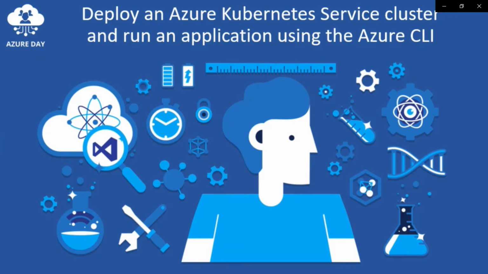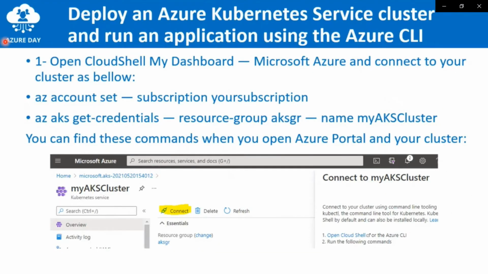now we will deploy an Azure Kubernetes Service cluster, and we will run our application using the Azure CLI. So we start by deploying our cluster here. The first step is to open Cloud Shell to be able to connect to our dashboard. After, we will use this information, such as account set, our subscription. We need to identify that. As with az aks get-credentials, we need to specify the resource group and the name of your cluster. We can find these commands when you open your Azure Portal and your cluster here, under connect.